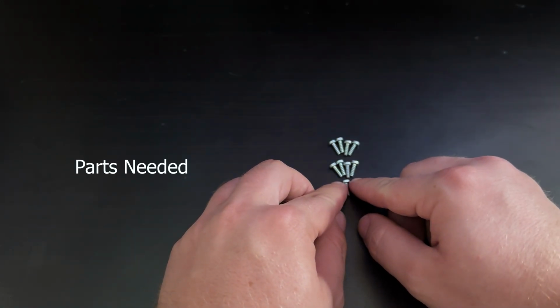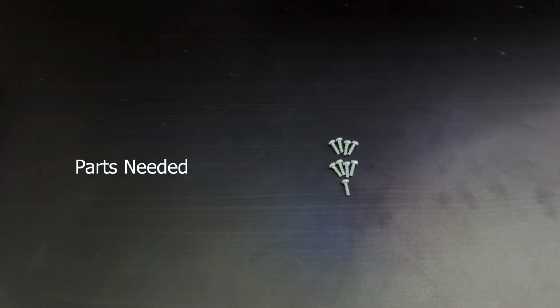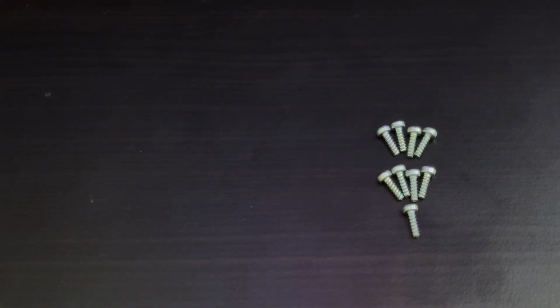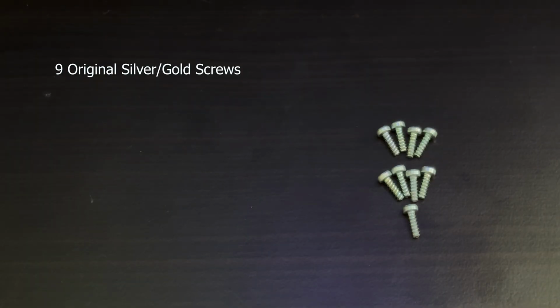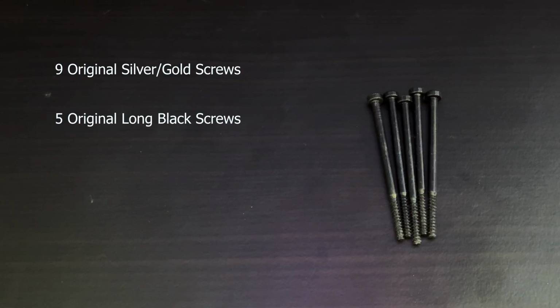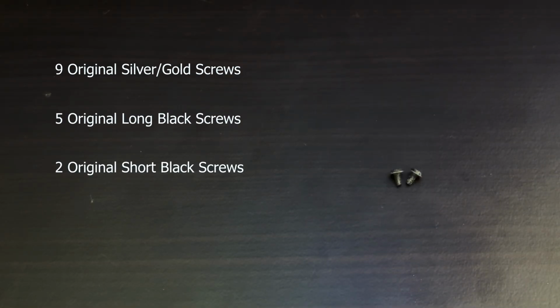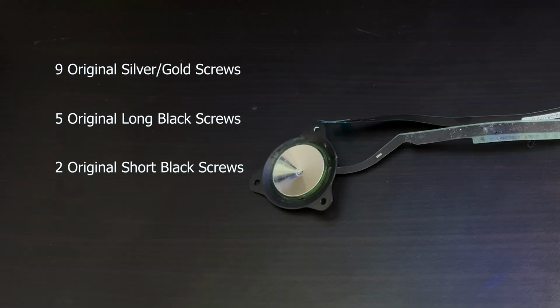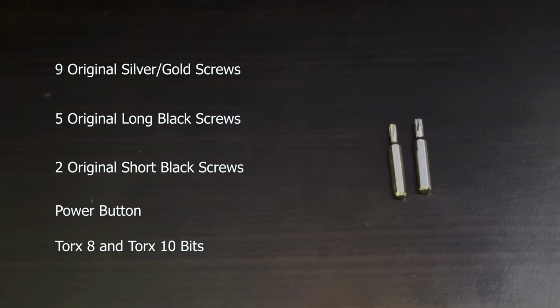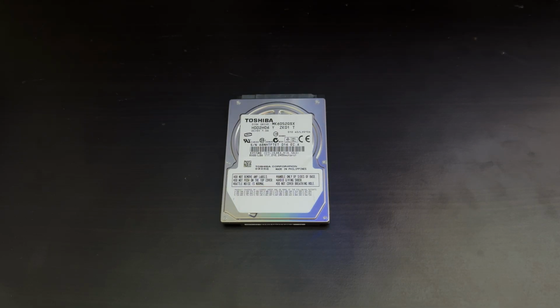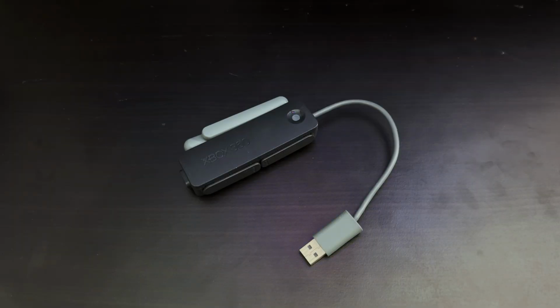First, for the hardware, all you're going to need from the original console is 9 original silver/gold screws. You're going to need 5 long black screws that hold the top shell together. You're going to need 2 small black screws that held the RF board into place, the original power button, and then you're going to need a Torx 8 and a Torx 10 bit.